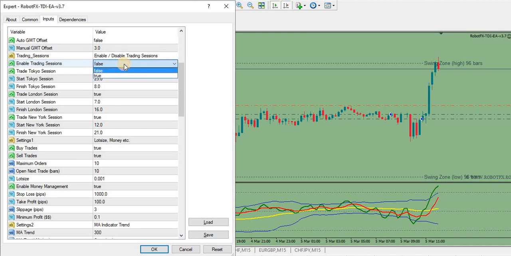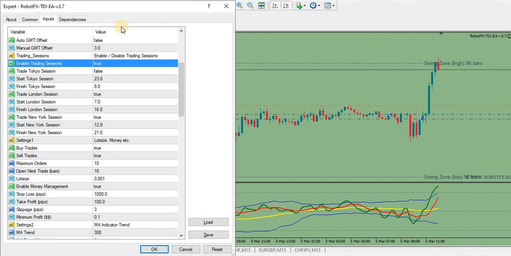Now, you have also the option, you the trader, to enable trading sessions. By default, this is set to false. However, if you enable this, if you set it to true, you have the possibility to instruct the Expert Advisor to trade only during some trading session periods.